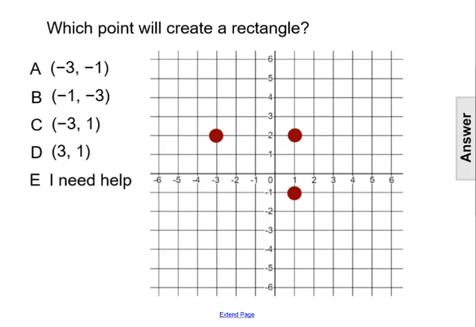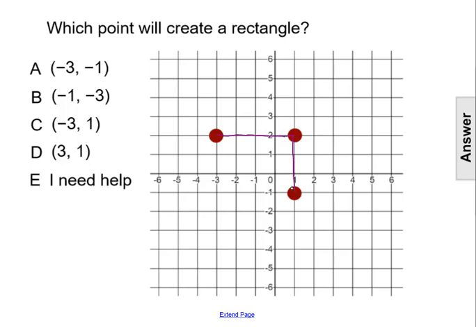Which point will create a rectangle with the 3 points that are already plotted on the coordinate plane? So with a rectangle, we want 4 vertices, so we already have 3. So we're going to plot all 4 points and see which one creates a rectangle, meaning you would have 4 straight sides where they're creating 90-degree angles, 4 90-degree angles, and the opposite sides are congruent. They're the same length.